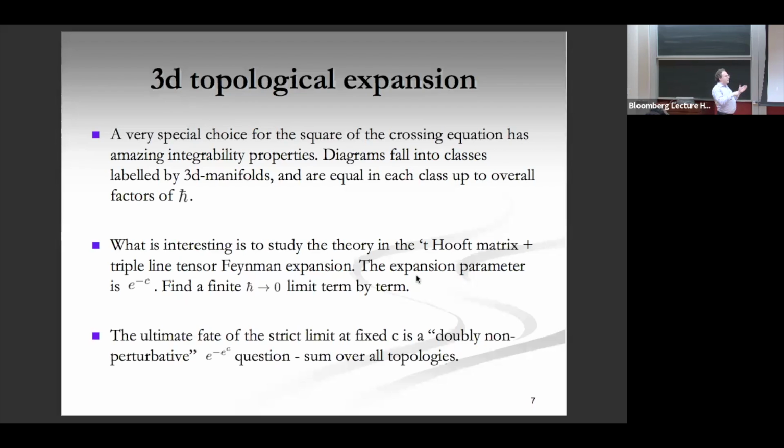And one can reorganize the expansion in a way that would seem very surprising from the point of view of just writing the stupid integral. In the reorganized expansion, every diagram falls into some topological class. They're triple line diagrams because they have tensors, a little bit analogous to the 't Hooft classification of matrix diagrams, which are labeled by three-manifolds. And not only that, with this special choice of the potential, every diagram assigned to the same topological class actually evaluates to the same function of parameters like C.